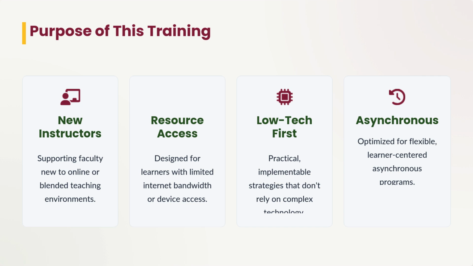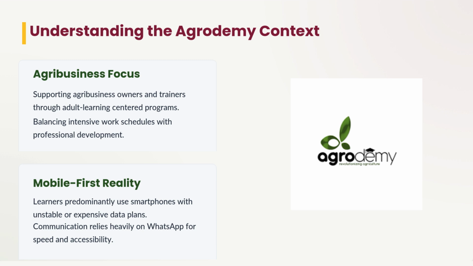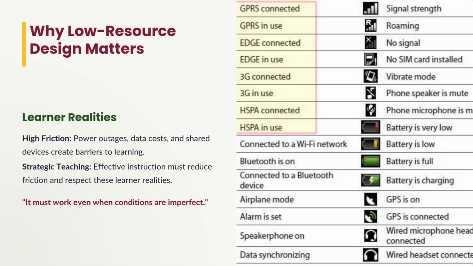At Agrodemy, we work with existing agribusiness owners who want to teach what they know. Most are not professional educators, and many are new to online teaching. Our learners are often working professionals, farm managers, processors, and entrepreneurs who are learning alongside real jobs. This means learning has to be practical, flexible, and respectful of their time and data limits. That context forces us to design with intention and not assumption.